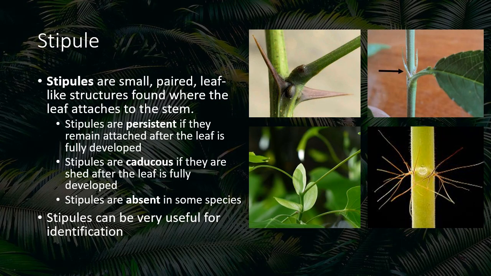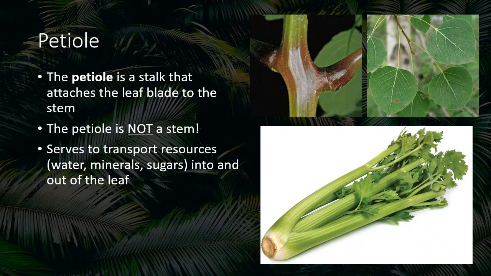The stipules are small, paired, leaf-like structures found where the leaf attaches to the stem. These are technically part of the leaf, and they are considered persistent if they remain attached after the leaf is fully developed, or caducous if they are shed after the leaf is fully developed. On some species, you might not find any stipules at all, but it's also possible that the plant did have stipules earlier in the year, and once those leaves fully developed, they were shed. Stipules can come in a lot of different shapes depending on the species of plant, and as such, they can be very useful for identification of a particular plant.